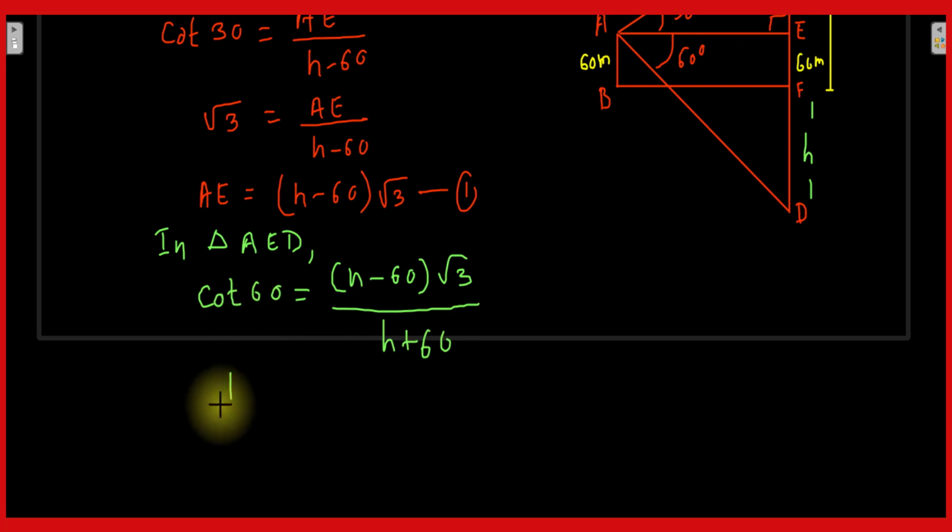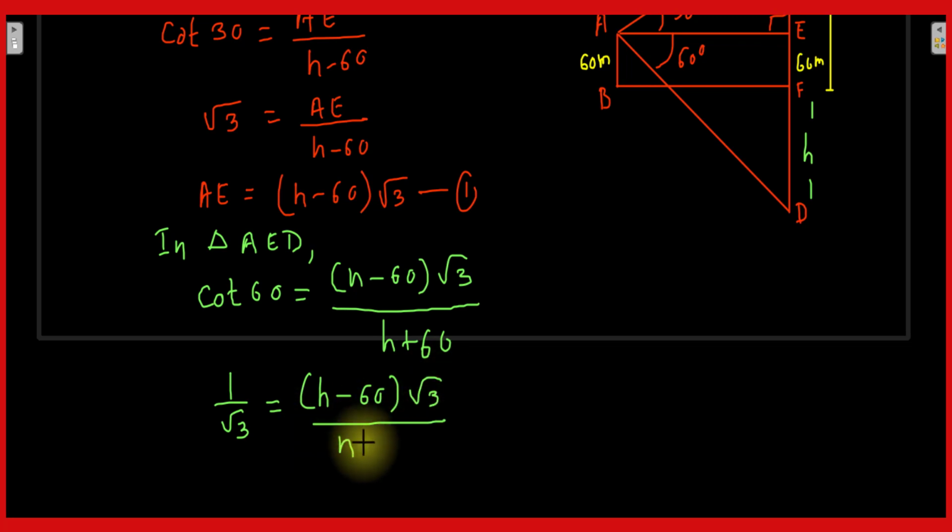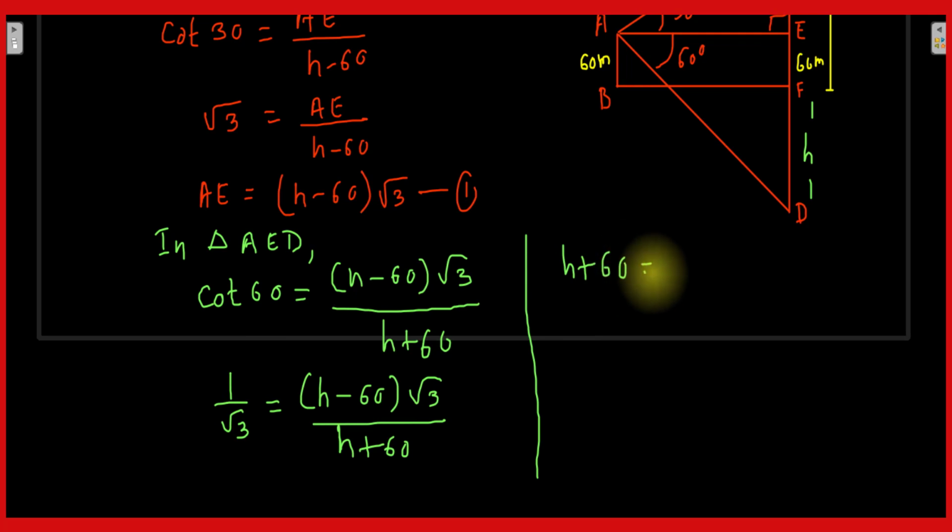Cot 60 is 1 upon root 3, which is equal to (h minus 60) root 3 upon h plus 60. Now I solve this side, so cross multiply, so h plus 60 into 1 will be h plus 60, which is equal to, multiply by root 3 to this side, so root 3 into root 3 will be 3, multiply by 3 inside the bracket, so that will be 3h minus 6 3s are 18, that is 180.